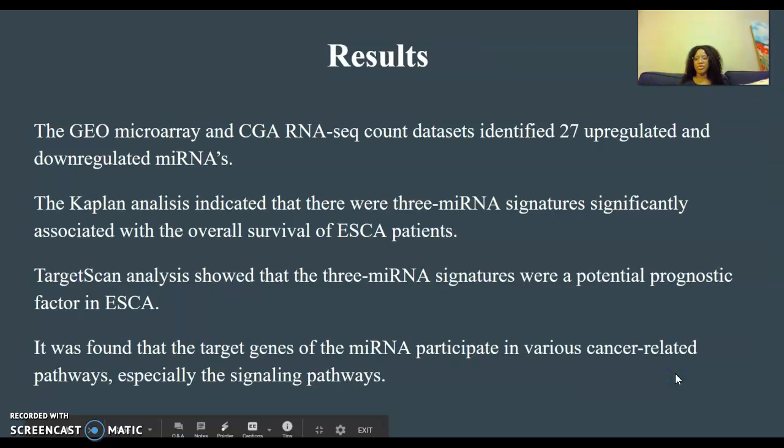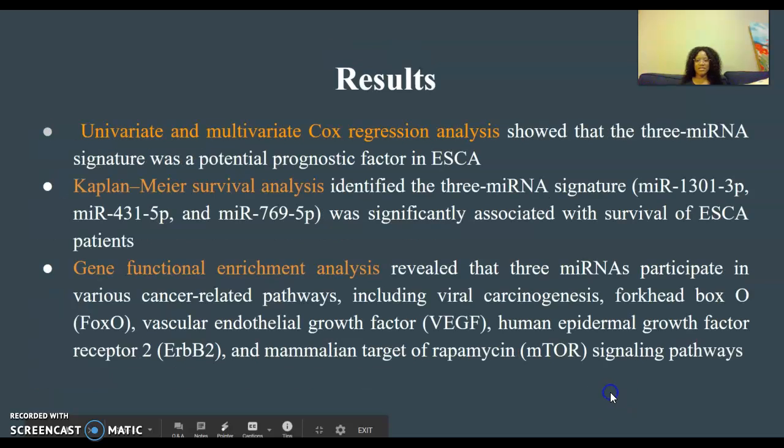The result of the research. The GEO microarray and TCGA RNA sequence count datasets identified 27 upregulated and downregulated microRNAs. The Kaplan-Meier analysis indicated that there were 3 microRNA signatures significantly associated with the overall survival of ESCA patients. Target gene analysis showed that the 3 microRNA signatures were a potential prognostic factor in ESCA. It was found that the target genes of the microRNAs participate in various cancer-related pathways, especially signaling pathways.